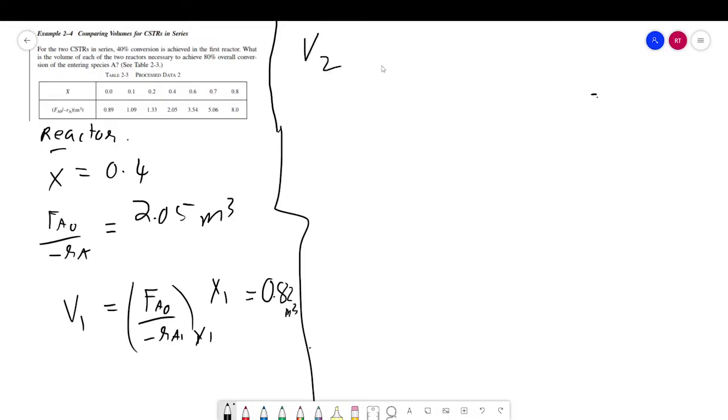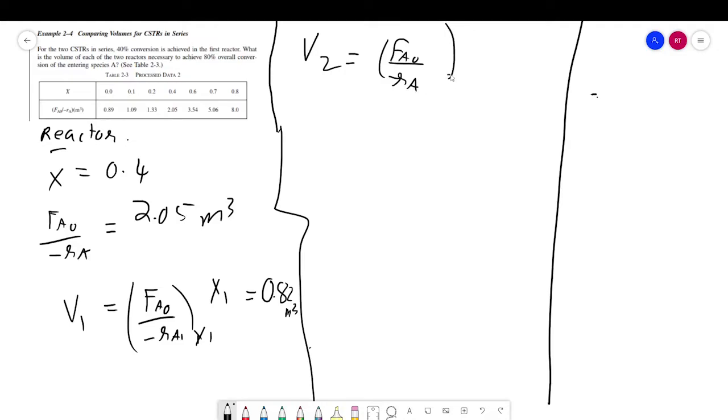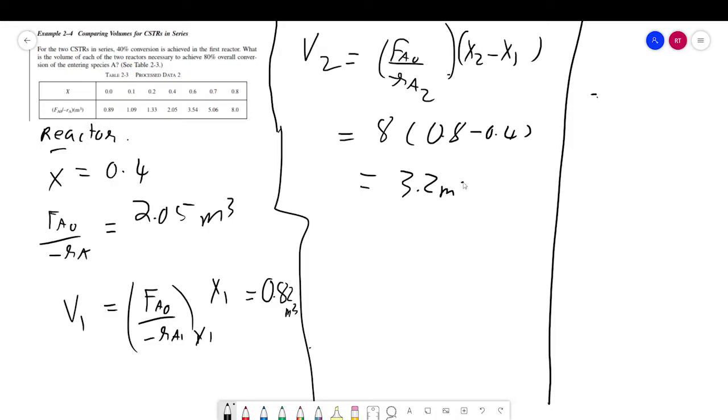Now for V2, you can use a similar formula. V2 is equal to FA0 by minus RA2 times X2 minus X1, which we have just seen from the initial derivation. Substituting this, you get FA0 by minus RA2 for X equal to 0.8 as 8. So you substitute that 8, times 0.8 minus 0.4, and solving this you will get 3.2 meter cube.